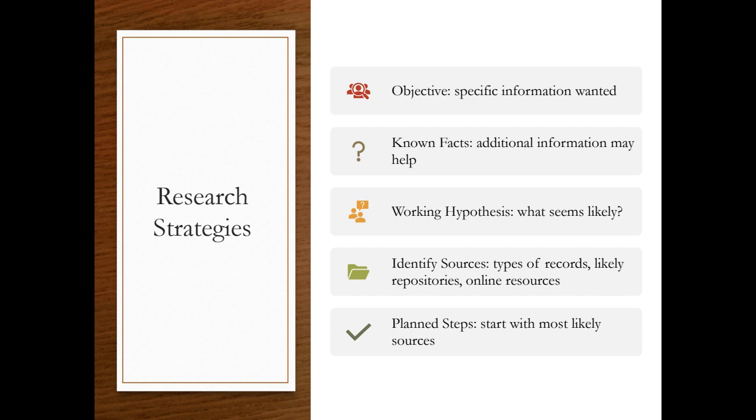And then again, plan out your steps. So always start with most likely. So if you're looking for a birth, you probably want to start looking for births. But if you're trying to prove parentage, if you can't find the birth, then you're going to start wanting to work on things that are less likely to have that information, but possible.